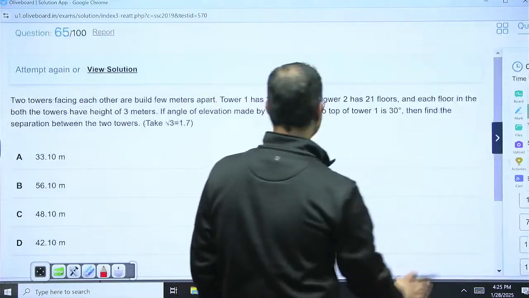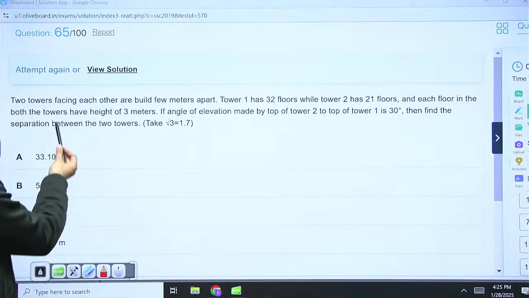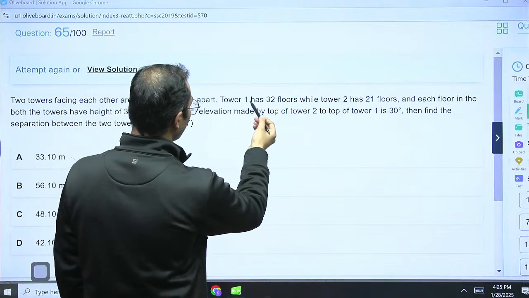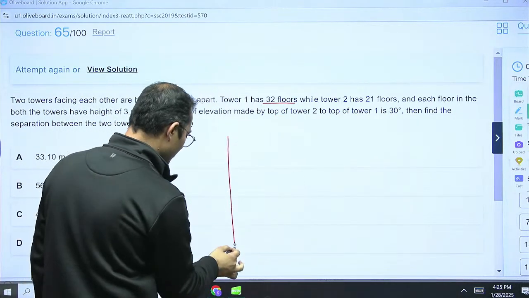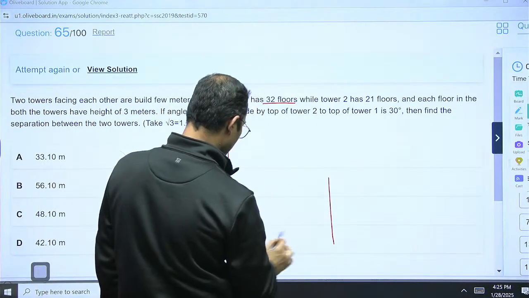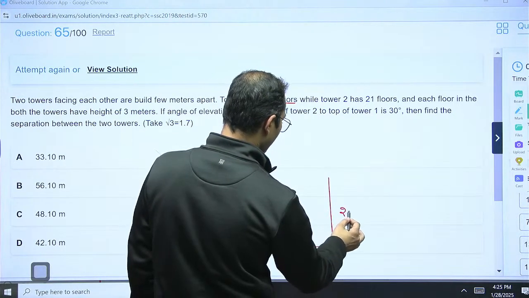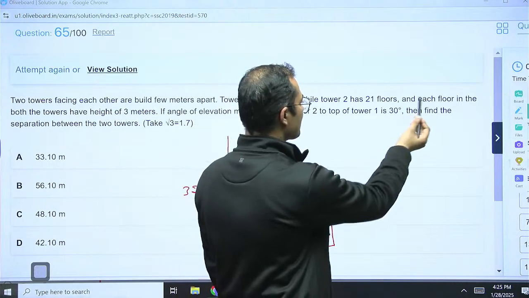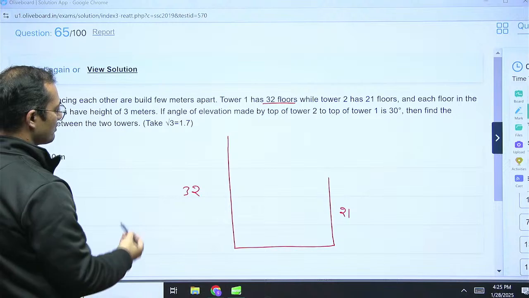Question number 15. See, so 2 towers facing each other are built few meters apart. Tower 1 has 32 floor. Okay, so there are one tower which is having 32 floor, another 21, right? So this is the case. Okay, so 21 floor and here is 32 floor. No problem. Each floor in both the towers have height of 3 meter, right? So 3 meter.